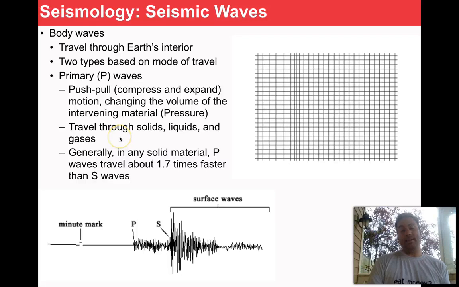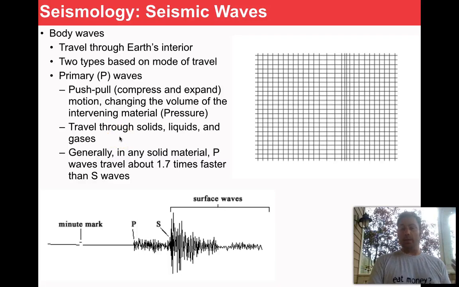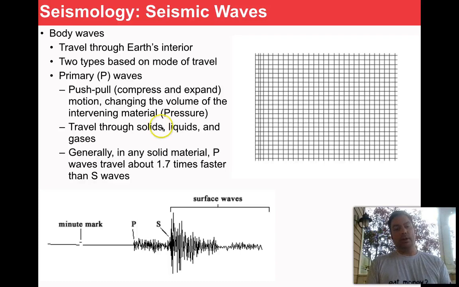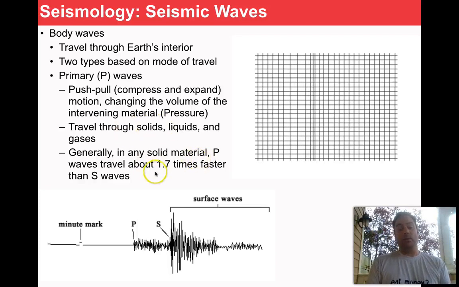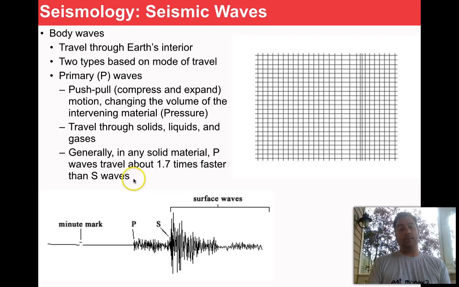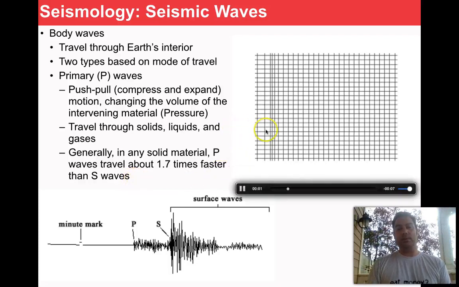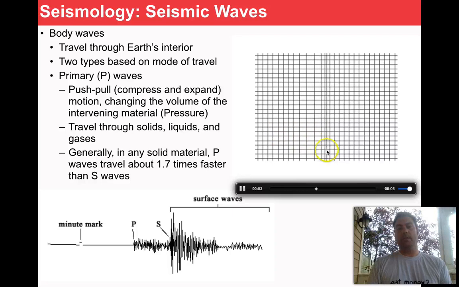In fact, this is the kind of wave that we see in sound waves. Basically, it's a sound wave that travels through the Earth. And generally, in any solid material, P waves travel about 1.7 times faster than S waves, which is the secondary type of wave. So this is the P wave. It's a pulse that comes through. Let's watch it one more time.